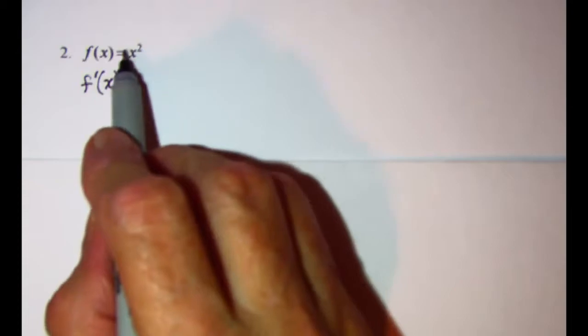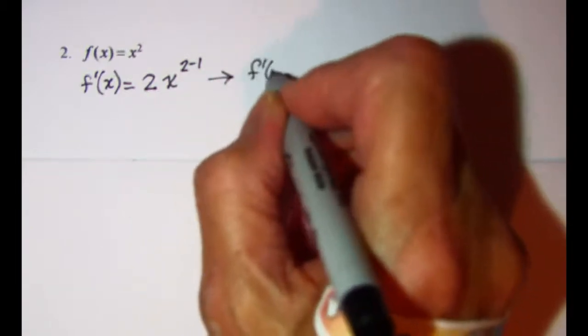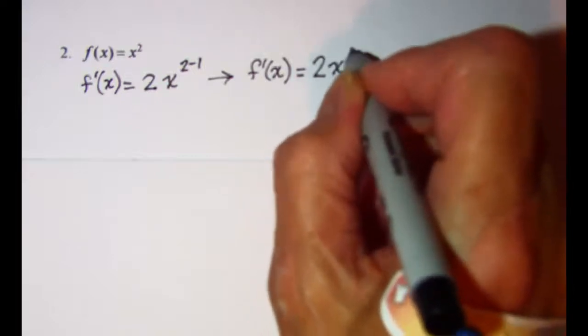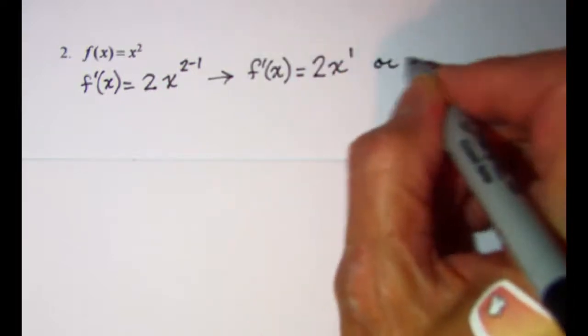In our next example, we'll just use our power rule straight. F prime is equal to, the rule says take that exponent and bring it out in front as the numerical coefficient. And then I'll have x raised to the 2 subtract 1. So our derivative of f of x in this case is 2x to the first power, or 2x.